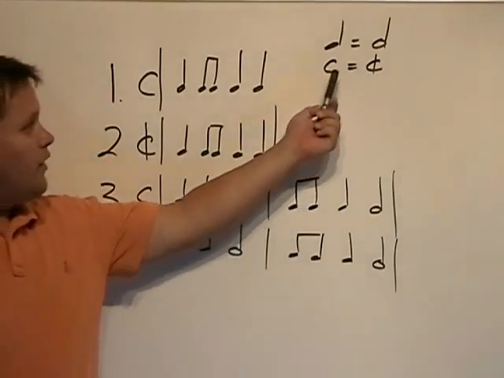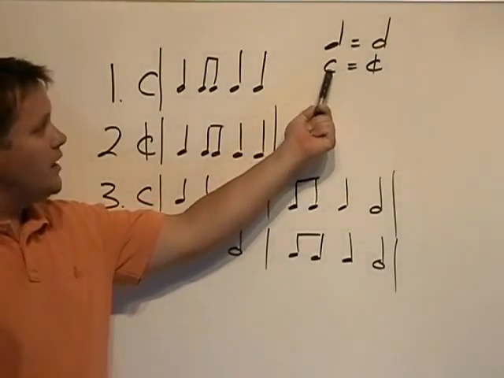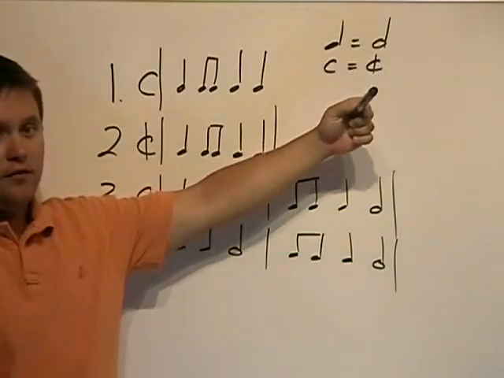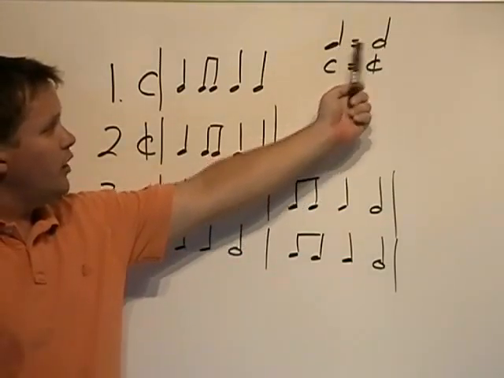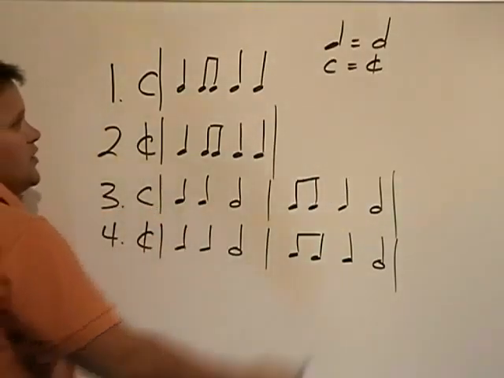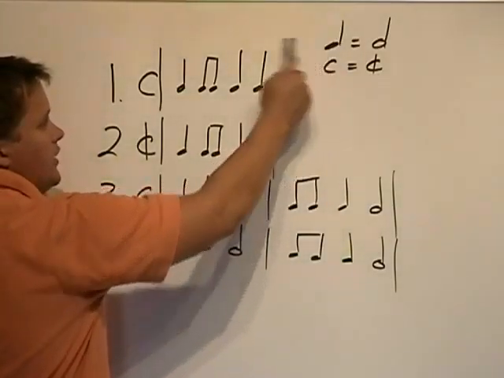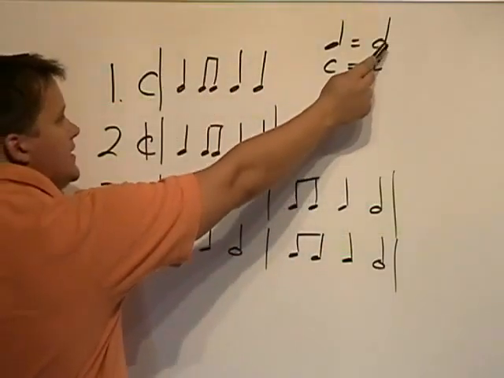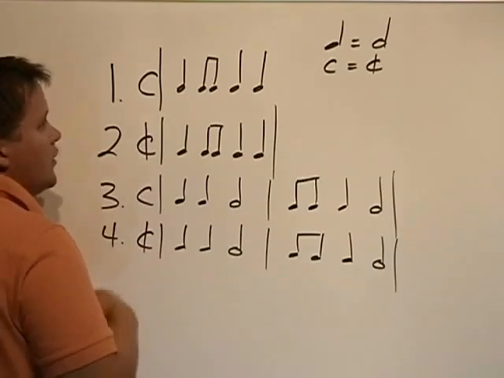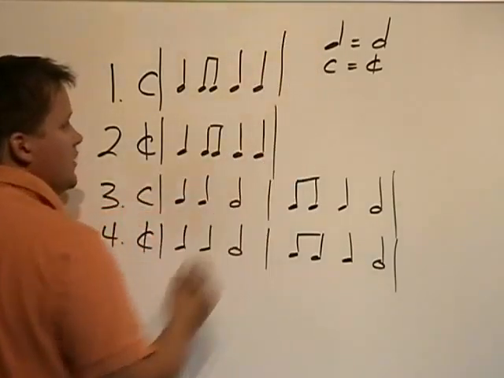First of all, I want to point out that the common time quarter note is equal to the cut time half note. Okay, we've seen this before, and I just wanted to show you how they're related. So whatever the beat of the quarter note is in common time is the same beat value for the half note in cut time.